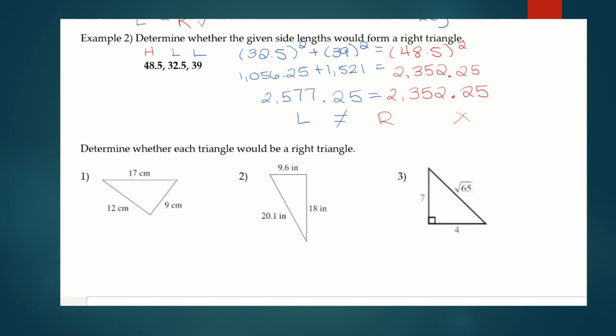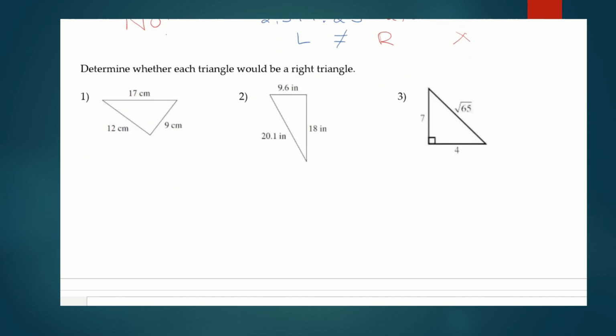then this is not a right triangle. This could be a triangle, it's just not a right triangle because it doesn't work in the Pythagorean theorem. The Pythagorean theorem proves that these side values do not go along with a right triangle. All right, let's take a look and let's just keep practicing here.